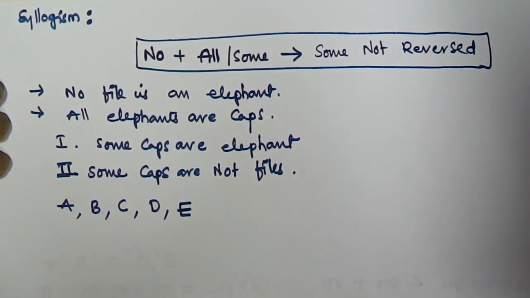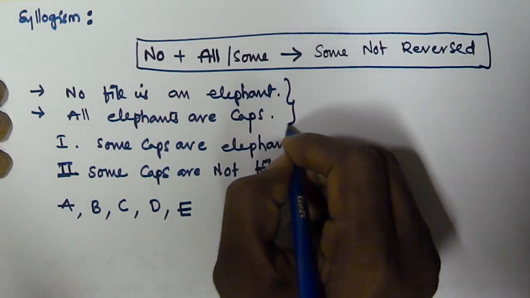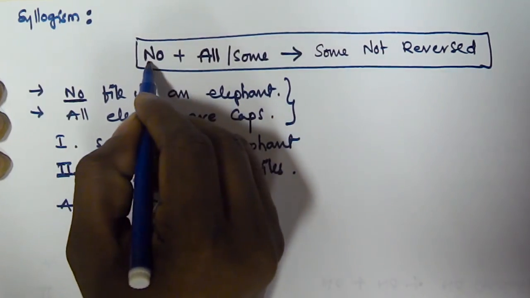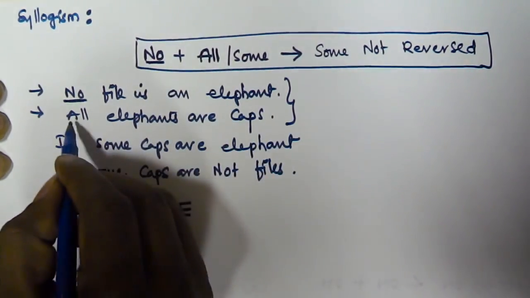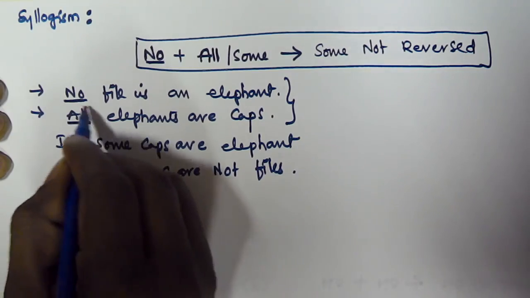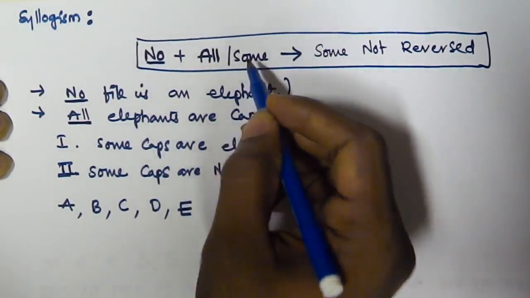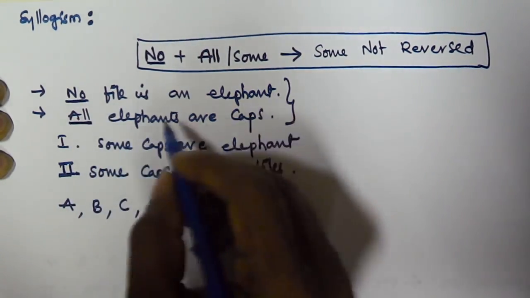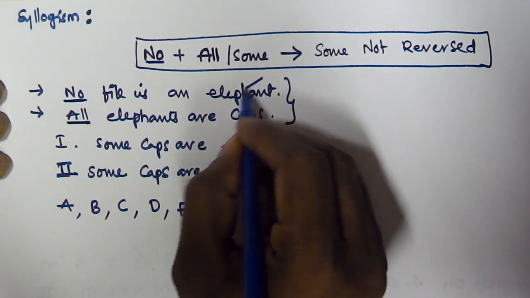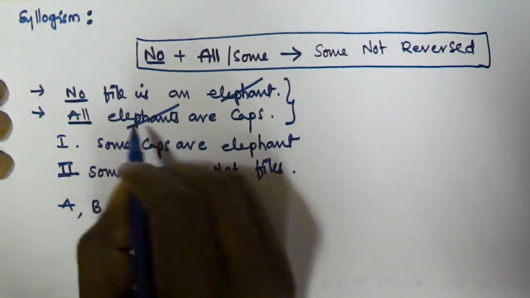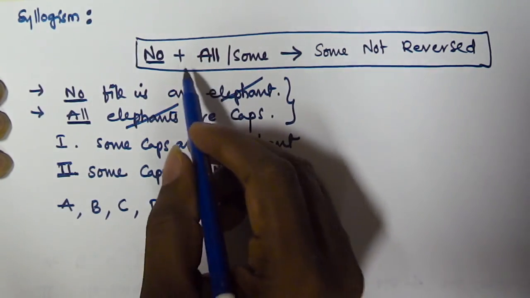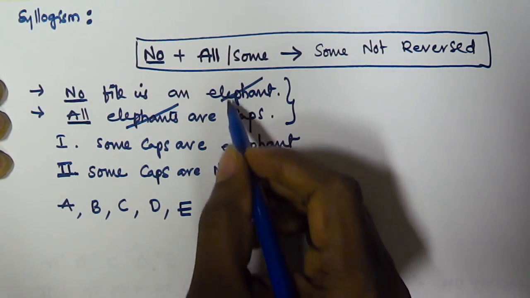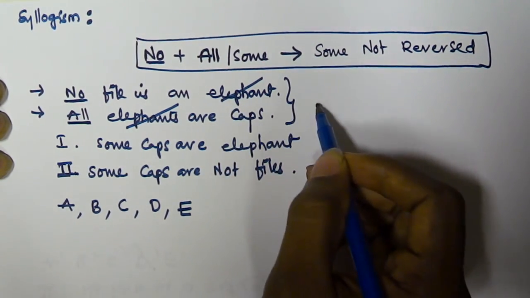Now let's come to the two syllogisms given. If you observe them, the first one starts with no, and the second one starts with all. The second one may start with all or some, but in our problem it starts with all. Also, the predicate of the first statement equals the subject of the second statement. So we can apply the no plus all or some rule, which gives some not reversed, to derive the conclusion.